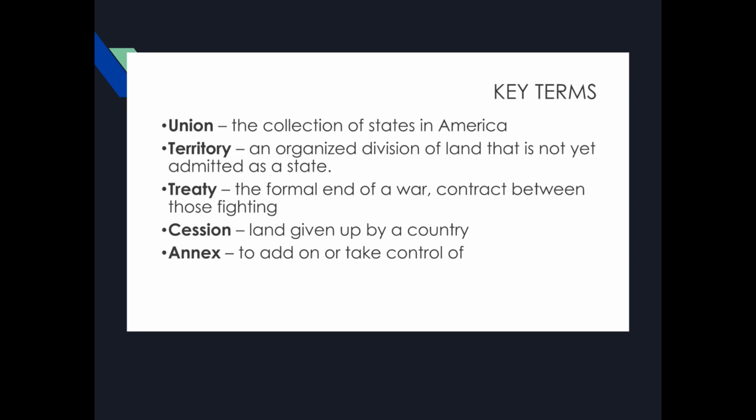Before we start, there are some key terms that we need to go over, and I'm going to go over them with you right now. One is union, the collection of states in America. United States of America is a union. Now, territory, an organized division of land that has not yet been admitted as a state. Now we have a treaty, the formal end of a war contracted between those fighting.